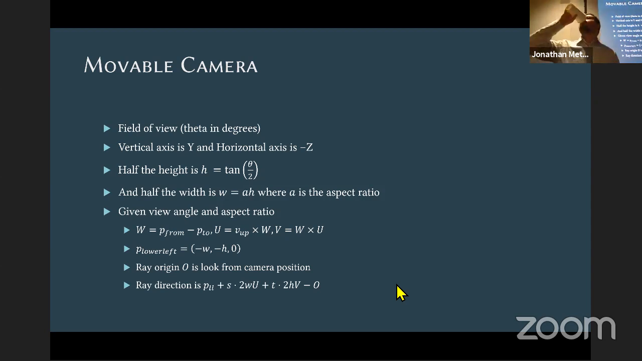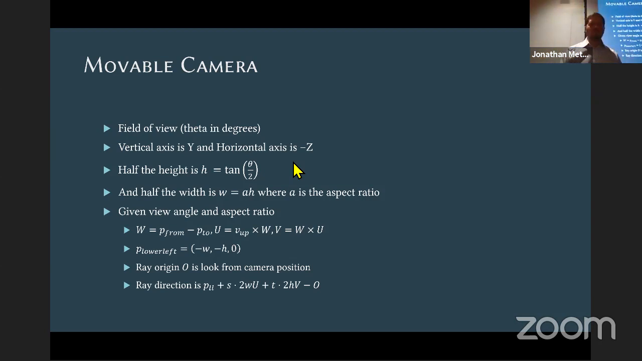And with a look at matrix, we have the field of view. So that's how far open vertically normally the camera is open. So if we want a camera that opens 45 degrees or 90 degrees, then that's what we're talking about here, field of view. So we might call the vertical axis Y and the horizontal axis minus Z. So in other words, we're casting rays towards the user, right? So if we have a right-handed coordinate system, X, Y, Z points towards the user. So minus Z points us into the scene.